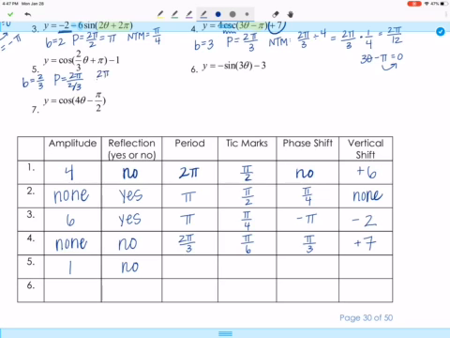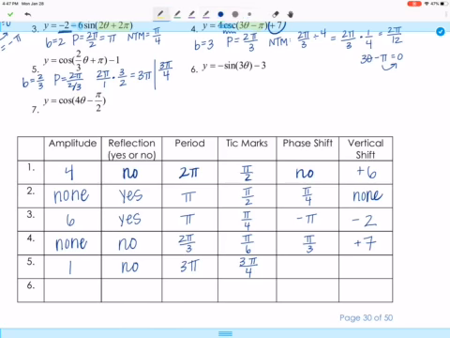I didn't do that right. My bad, I looked ahead and said something else. So take 2 pi, divide it by 2/3, which is really times 3/2, which would give me 3 pi. We have to take our new period and divide it by 4 to get our new tick marks. That's where I got 3 pi over 4.